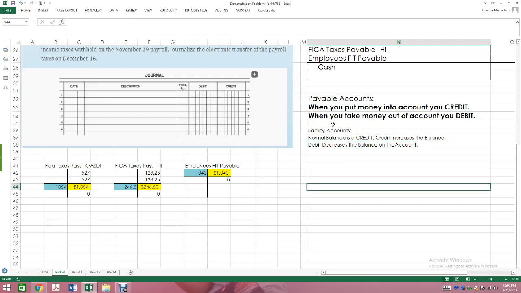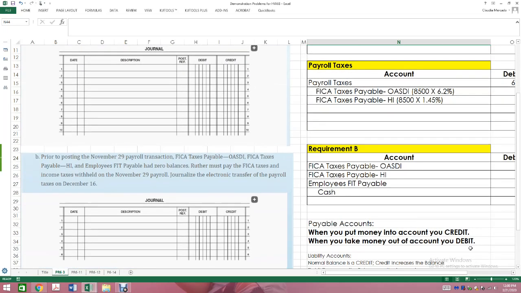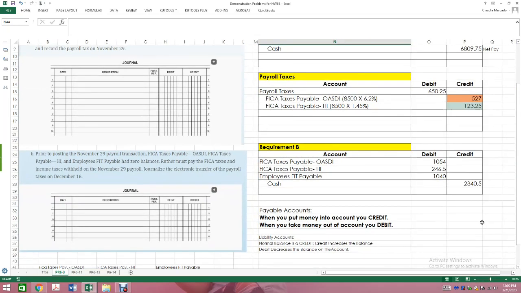So this is how liability accounts work. Anytime you see the word payable, the normal balance of a payable account is a credit. The credit increases the balance. The debit decreases the balance on the account. Okay, and this you should have learned in your introduction to accounting class. This is just basic accounting principles that come into play. Okay, but going back to the problem, this is the entries that would need to be done.